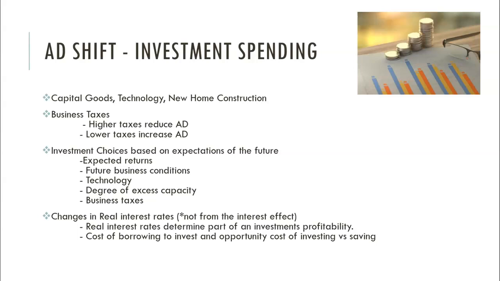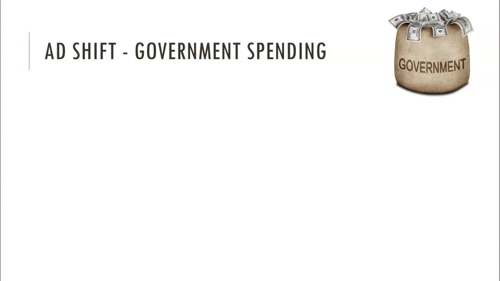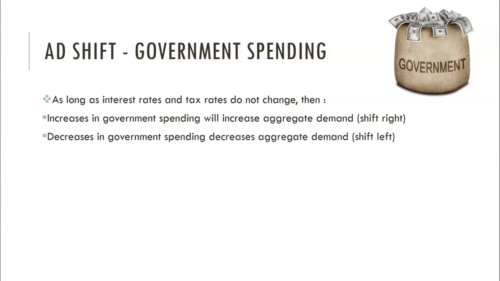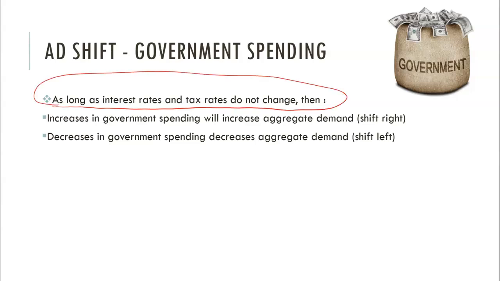Aggregate demand curve is going to shift because of government spending. So as long as we're going to say that interest rates and taxes aren't changing, then an increase in government spending will increase aggregate demand. And decreases in government spending will decrease aggregate demand. So, okay, as long as interest rates and taxes don't change. We're going to talk about this a lot more, especially when we get into fiscal and monetary policy discussions.